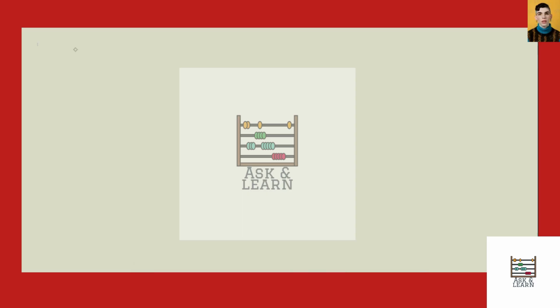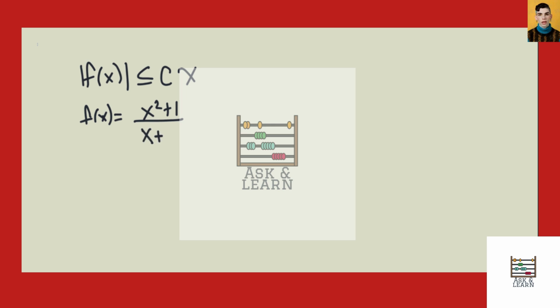All right, so we want to show the absolute value of f of x is going to be less than some constant times g of x, and in this case, that is just x for this particular problem. Okay, and our f of x is going to be equal to x squared plus 1 over x plus 1.